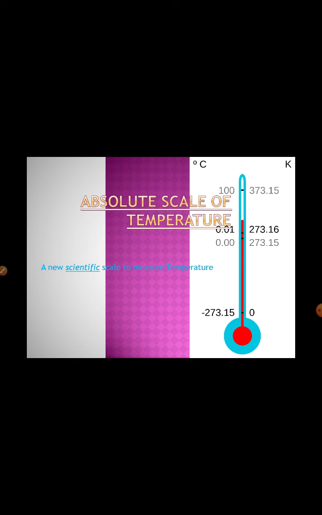In general daily life we usually use either the Celsius or Fahrenheit scale. Generally the Celsius scale is also called the centigrade scale, and this is the absolute scale of temperature, which is used for scientific purposes only. So let us try to understand how this temperature has come into existence and what is the use of this temperature.